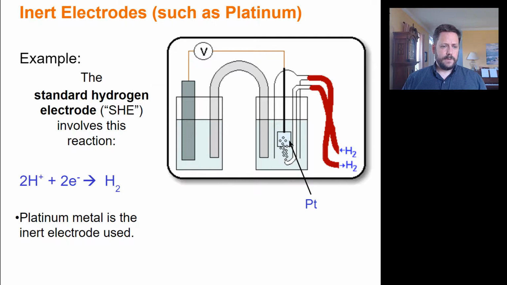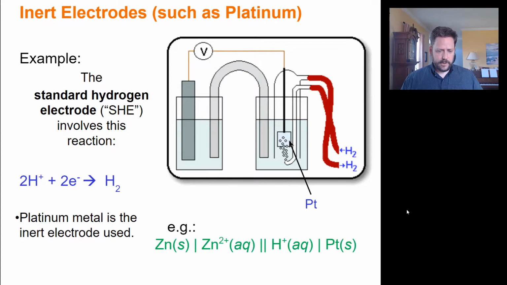Platinum is also used in the standard hydrogen electrode, which we'll talk about a little bit later when we talk about quantifying galvanic cells. But the standard hydrogen electrode, or SHE, is going to involve platinum. And you'll notice that platinum does not actually react, but it's providing a site for the hydrogen ions in an acidic solution to be reduced to hydrogen gas, which is then exchanged here to replenish the supply of hydrogen.